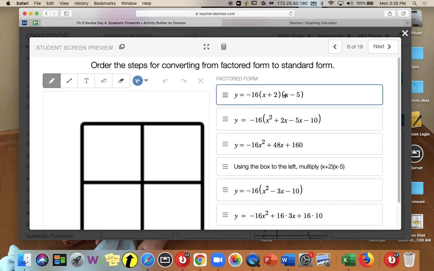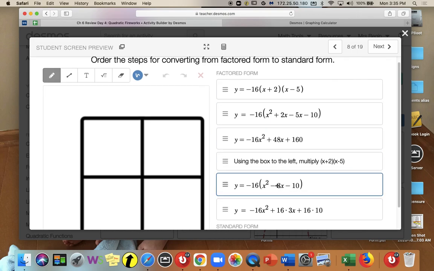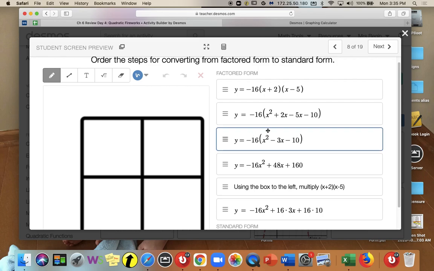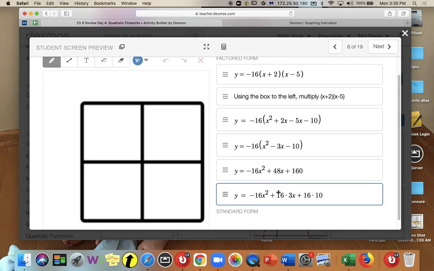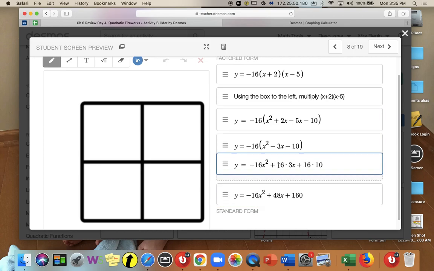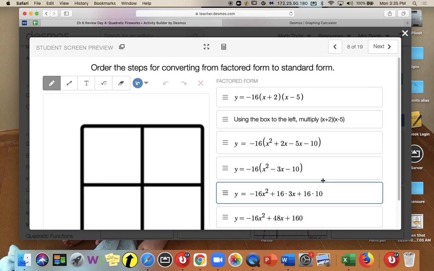They multiplied these two together, which I tended to do the first two. And then they combined like terms. It's this guy. And then they distributed the -16. Oh, I guess they used the box here to multiply those. Okay. And then what did they do? Okay, they distributed the 16 and they got the answer. So this is just putting it in order.